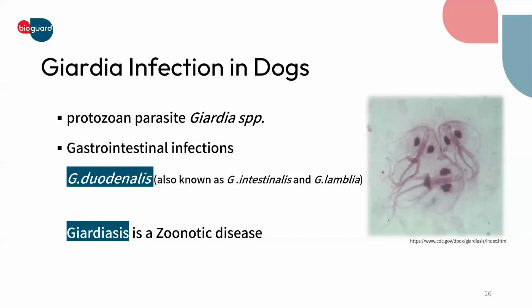However, when we talk about Giardia, there are a lot of subclasses as well as types in the environment, with different Giardia affecting different animals. When we talk particularly about the dog, we are talking about Giardia duodenalis, also known as Giardia intestinalis as well as Giardia lamblia. So yeah, this Giardia has three names, and Giardiasis is a zoonotic disease. So yeah, be aware of that.